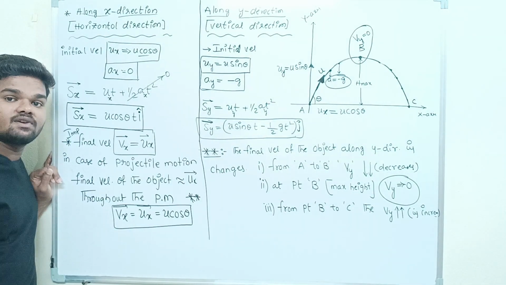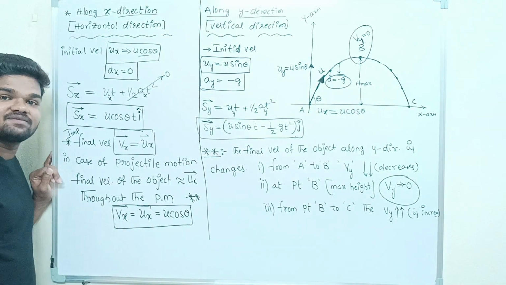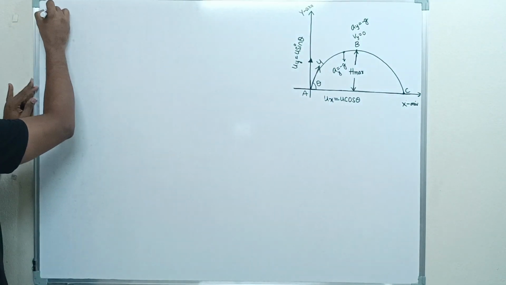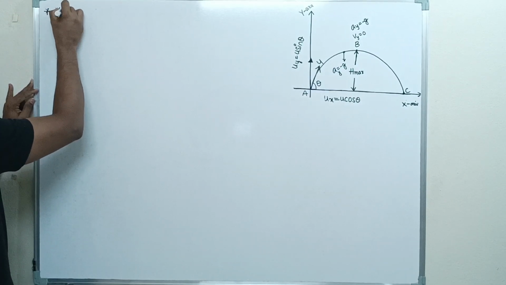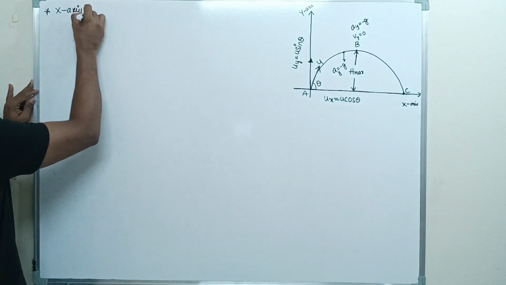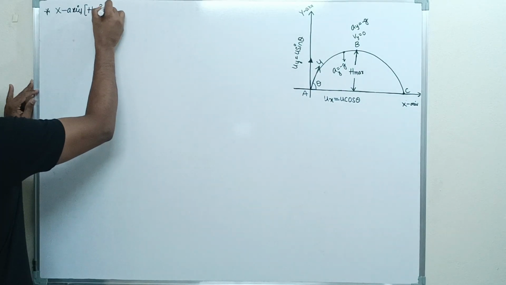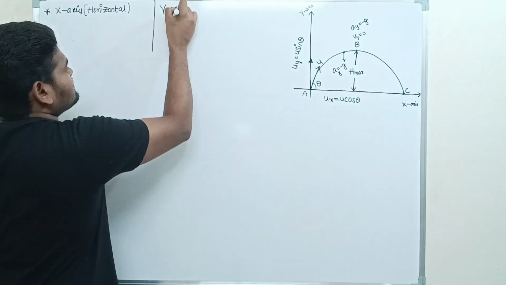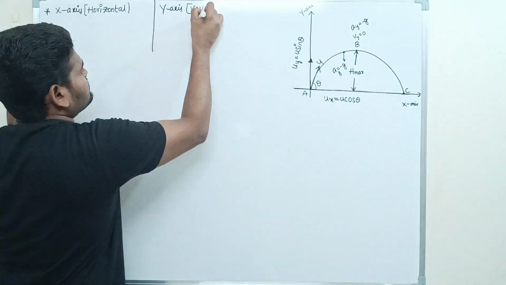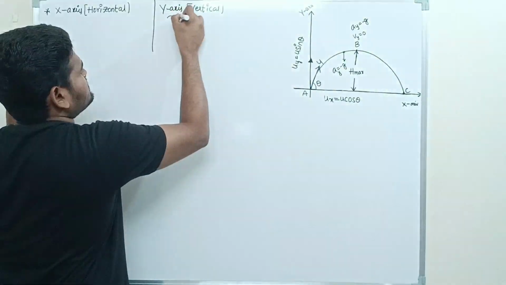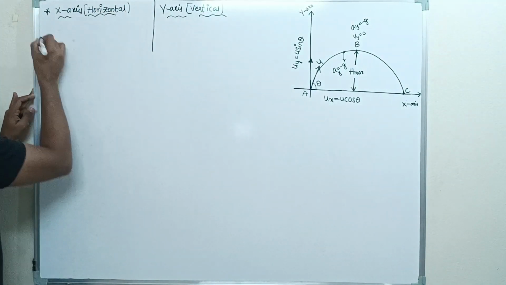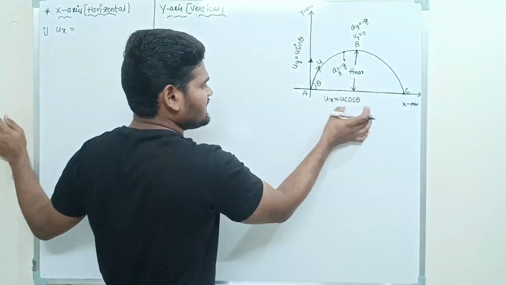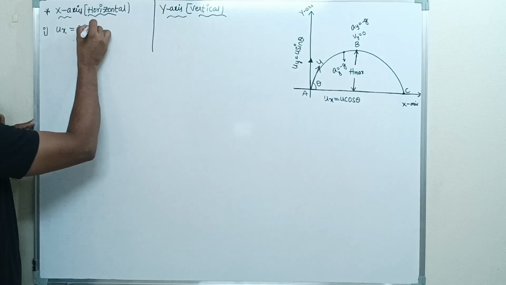Okay, so pause the video and write the notes. 3, 2, 1, go. So right, in case of projectile motion, the velocity, acceleration and displacement components along the x direction, that means horizontal direction, and the vertical direction, that means along the y axis, we got. So what are those? First one, the initial velocity of the projectile object along the x direction. What does that mean? u cos theta. Okay, right.